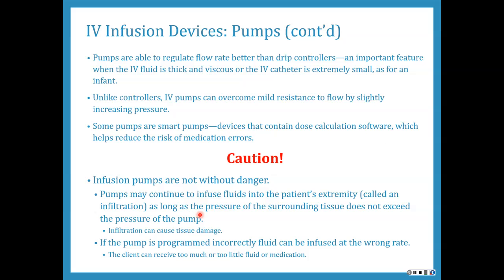They do regulate the flow better than the drip controllers because we can easily have that pump tell us that it's having to work too hard. The pumps are able to overcome a little bit of pressure, and so sometimes if a cannula is up against a vein or if the arm is bent, it will be able to overcome some pressure, and sometimes your gravity fluids won't be able to do that. Oftentimes also, that third bullet tells us that they have the smart pumps, and so those will do some dose calculation for you. The whole goal is to reduce those medication errors.